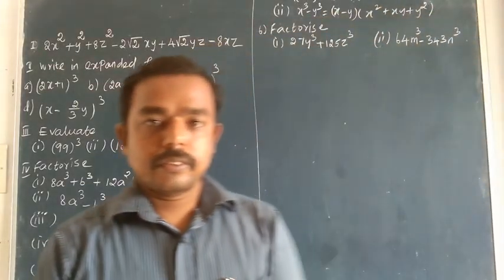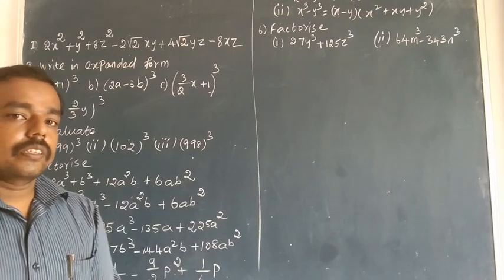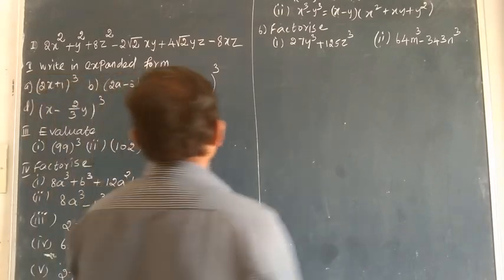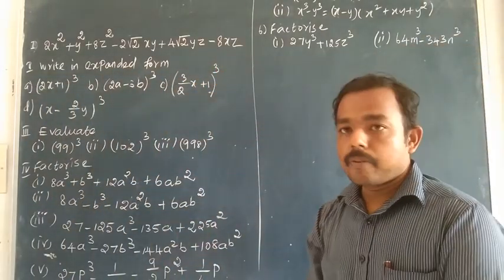Hello my dear students. Now we are going to discuss the ninth polynomial last exercise problems. So the problems are, suppose given 2x squared plus y squared, this thing. This is a somewhat doubtful problem.